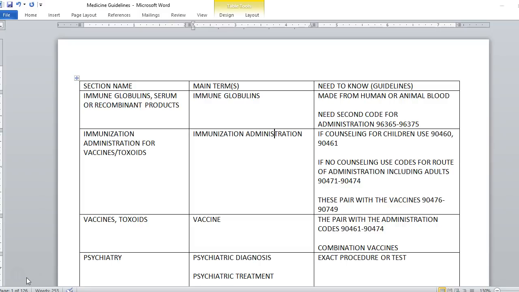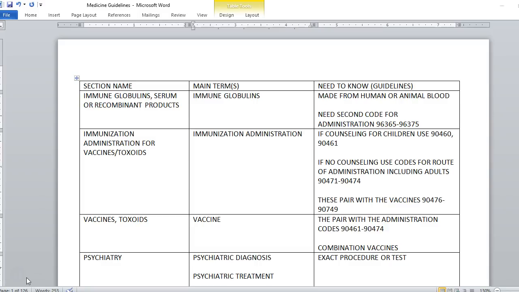The issue with medicine is it is everything that is not evaluation and management, anesthesia, surgery, pathology and laboratory, or radiology. But it does have some radiology in it because remember, the cardiovascular system is in 3 sections. We're going to find cardiovascular in surgery, in radiology, and in medicine. Most of the things we're going to see here are going to be testing. We're also going to see our vaccines here. We're also going to see psychiatry, ophthalmology. And so as we go through, we're going to talk about each and every little section and what we need to know.